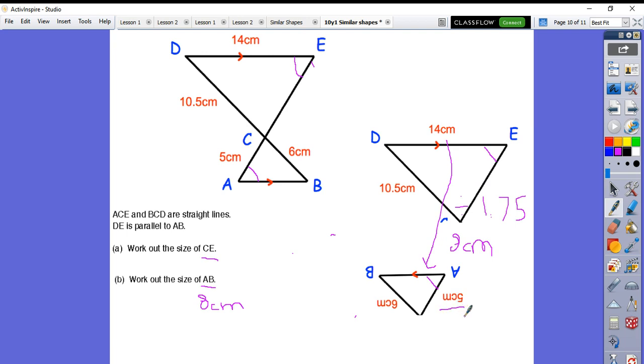So if I'm looking at the enlargement, I'm going to take my 5 centimetres and I'm going to multiply it by 1.75, and that will equal 8.75. It's really hard to write with your mouse, so I do apologise. 8.75. Okay, I hope that has been helpful.